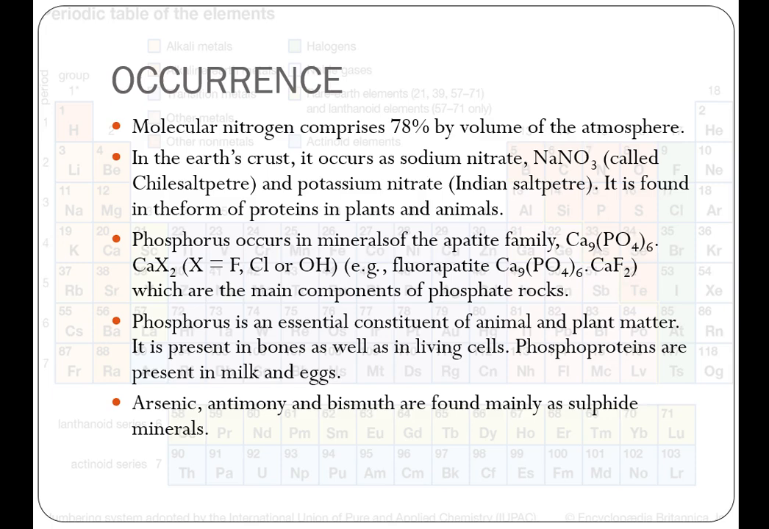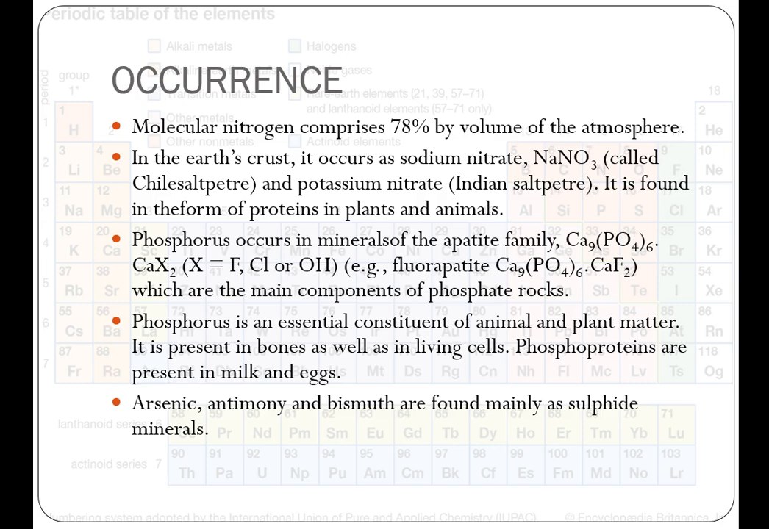Let us talk about the occurrence of these elements first. Molecular nitrogen comprises 78% by volume of the atmosphere. In Earth's crust, it occurs as sodium nitrate and potassium nitrate. It is also found in the form of proteins.